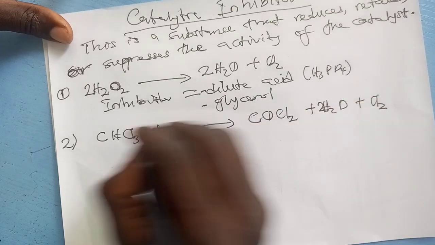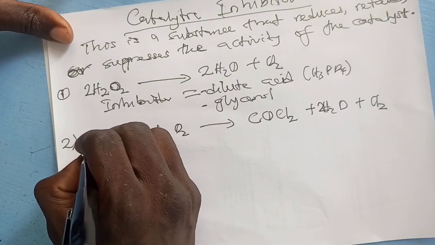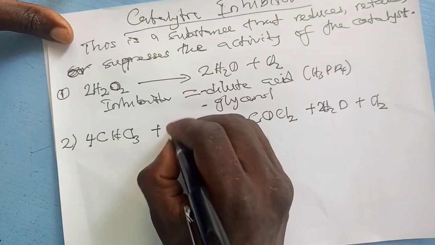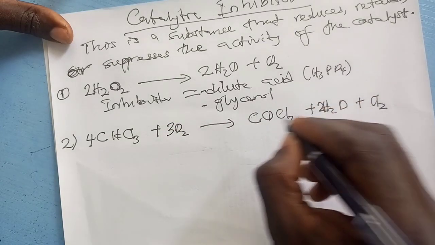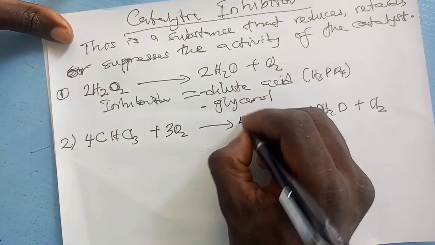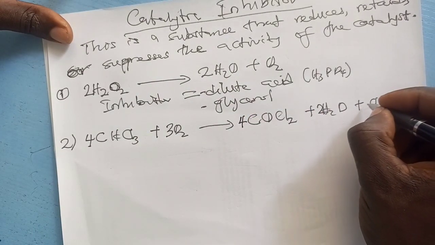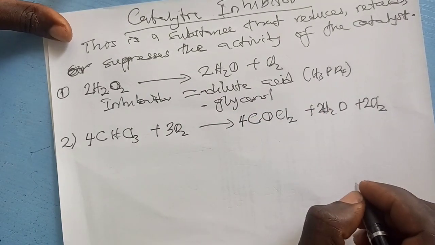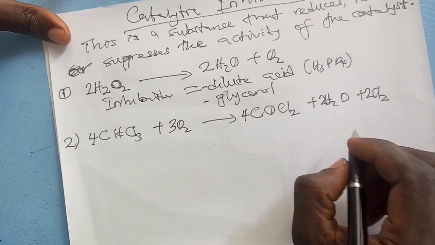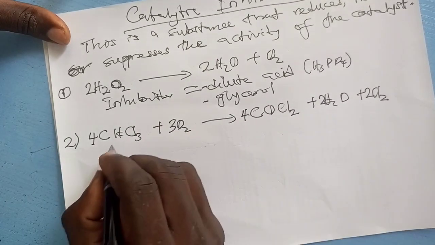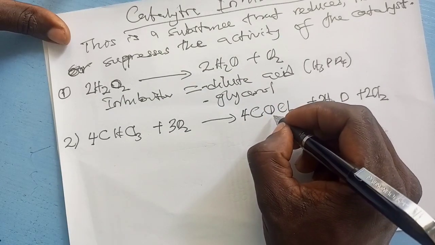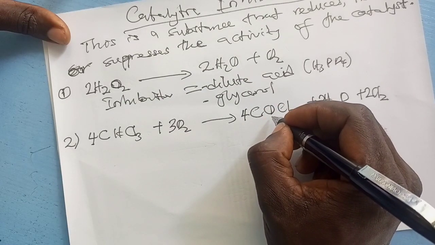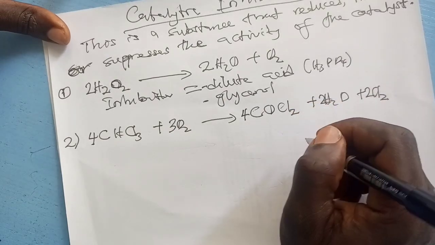Then putting 2 here will make me put 4 here. Putting 4 here will make this place to be 3, and then I am going to have 4 here and then 2 here. Okay, I think it's balanced now. Yes, this is balanced. Okay, this is our trichloromethane being oxidized to give us a carbonyl chloride.